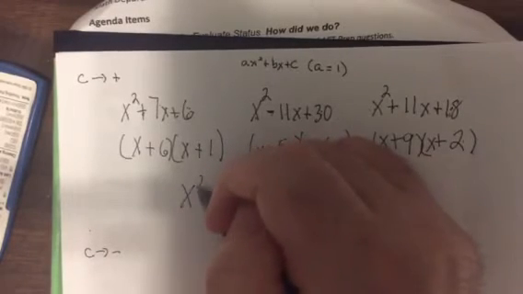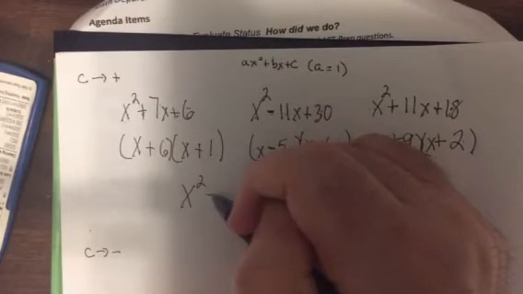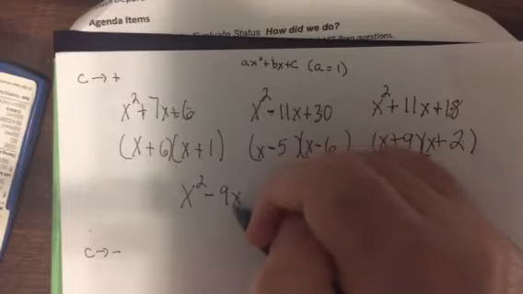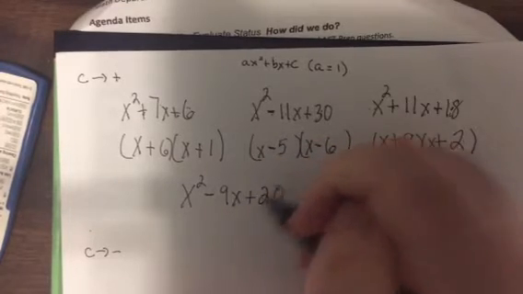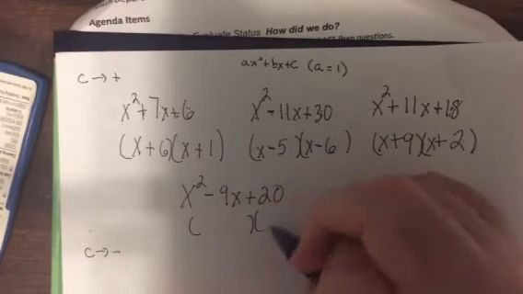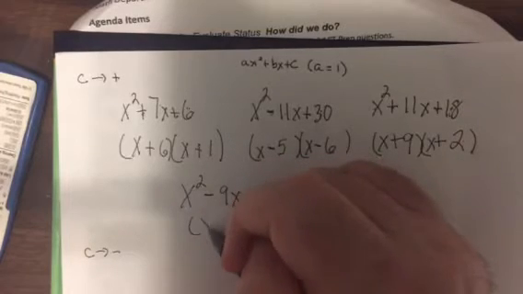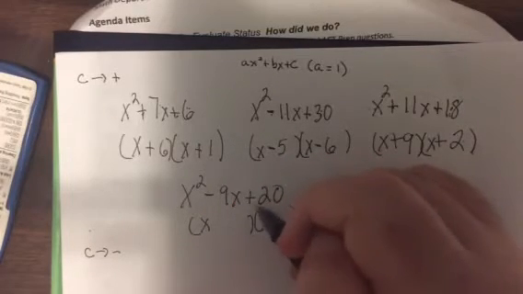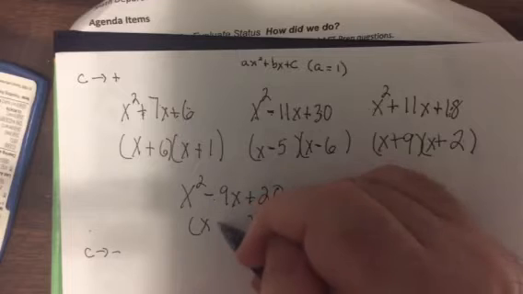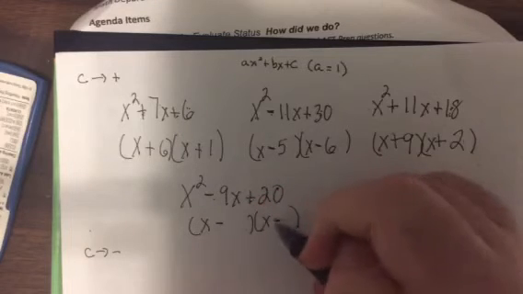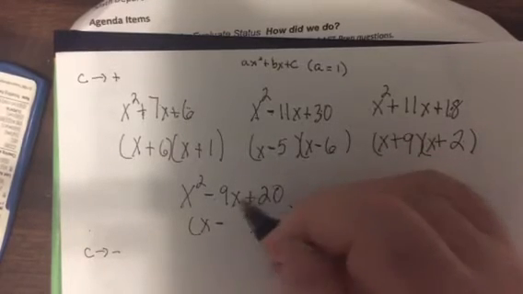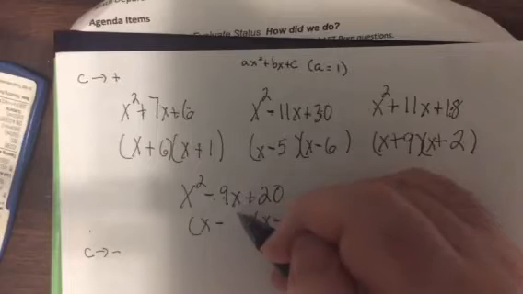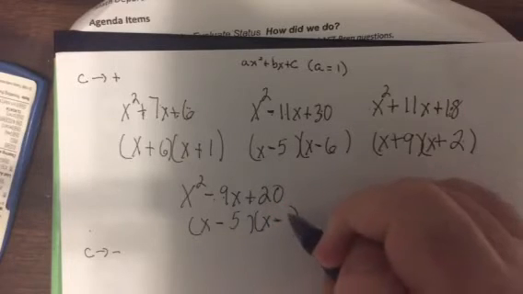Try one for me here. Let's say we got x squared minus 9x plus 20. See if you can do that. So x squared is x and x. Last term's plus, so they're both the same as the middle. And what do you multiply to get 20, but you add to get 9? And that's 5 and 4.